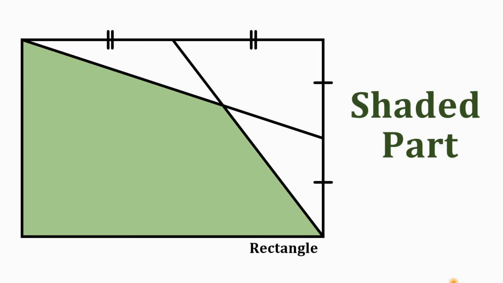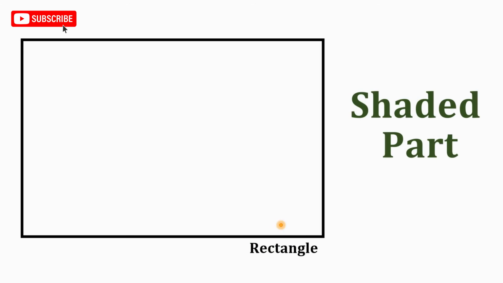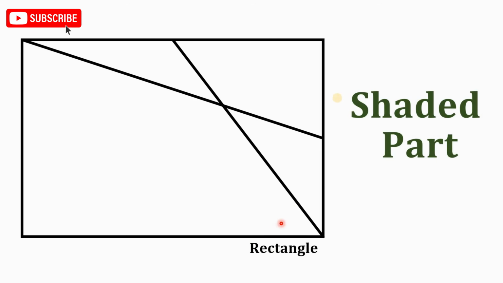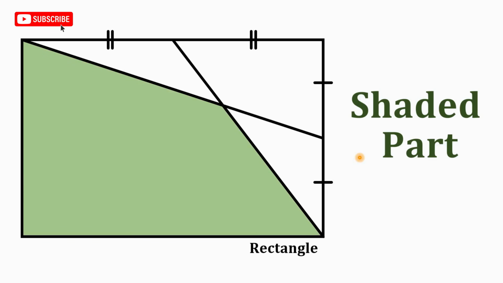Can you solve this geometry challenge? Here's the question. Given this rectangle, now let's draw some segments like this. And these two segments divide the side of this rectangle into two equal parts. And now the question is, how much of this rectangle is shaded?